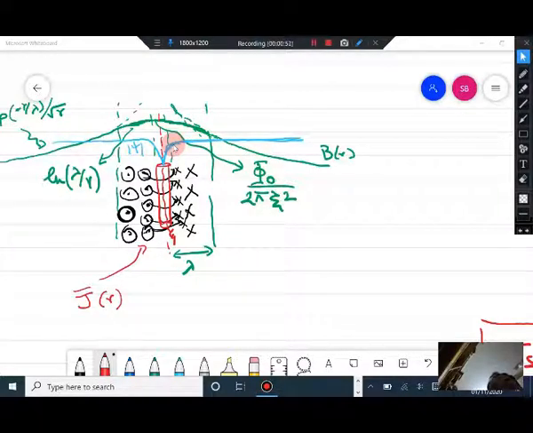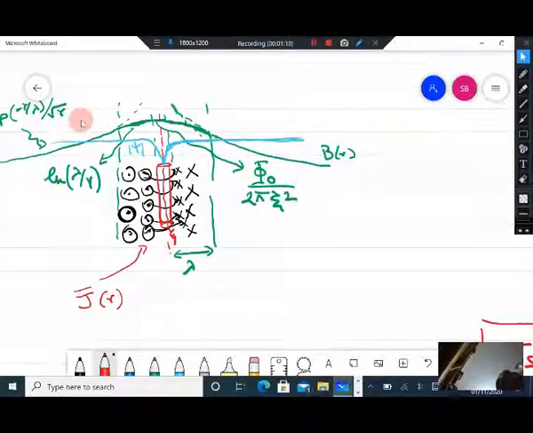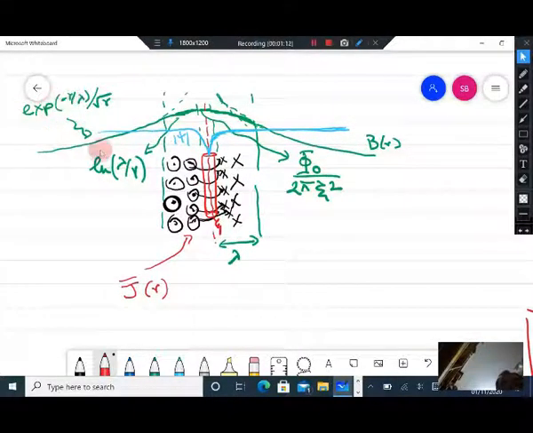Now, around the vortex core, the magnetic field distribution is shown in green, where at large distances the field decays as exponential of minus r by lambda divided by square root of r. So at distances much larger than lambda, it is exponentially decayed out. It is very small and it goes down as e raised to minus r by lambda divided by square root of r. But once you are inside lambda, the change is much slower.